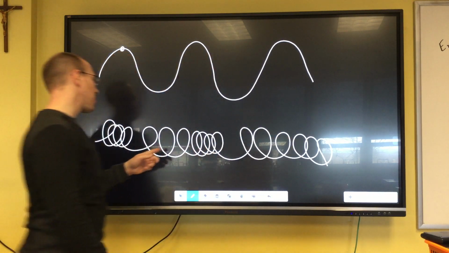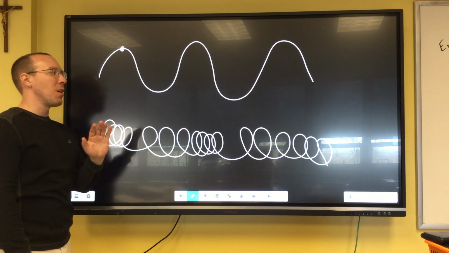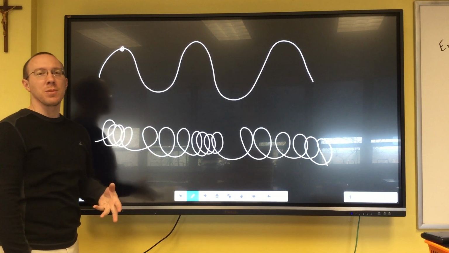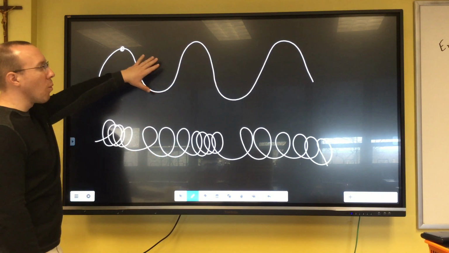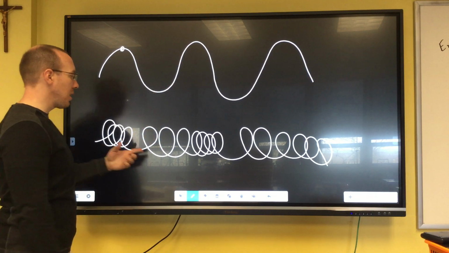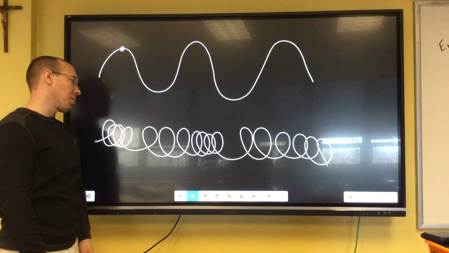I'm gonna start out with this one because most of the time in class, I'll just draw everything looking like a transverse wave because that's what we're used to. So example, this one, water waves, light, or waves on a string. This would be, the easiest one is sound, a longitudinal or compression wave.